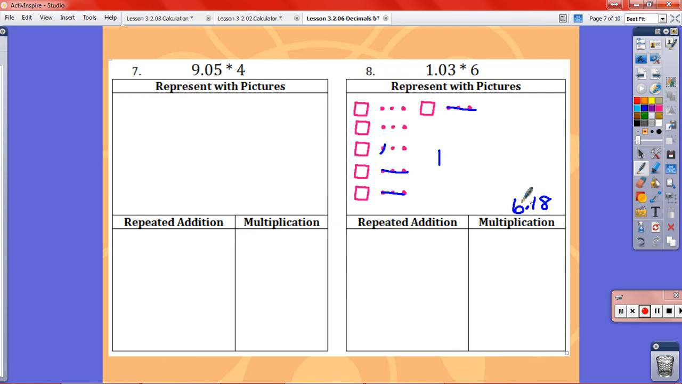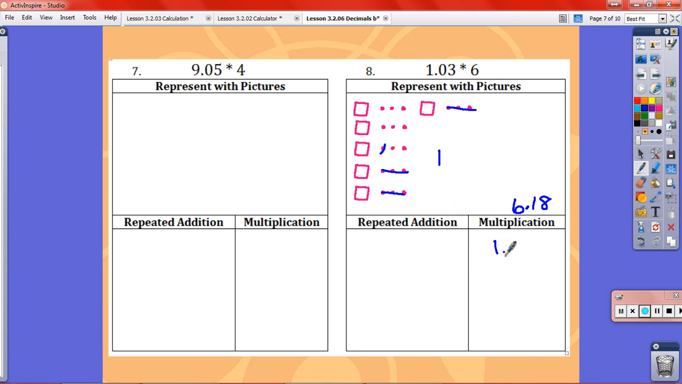Now, in this case, because there weren't any other tenths, I had 18 hundredths before, I have 18 hundredths now. And that's okay, because there were no tenths to add to. If there had been tenths to add to, then I couldn't have just written 18 hundredths. I'd have to add the tenths part to the other tenths that I already have.